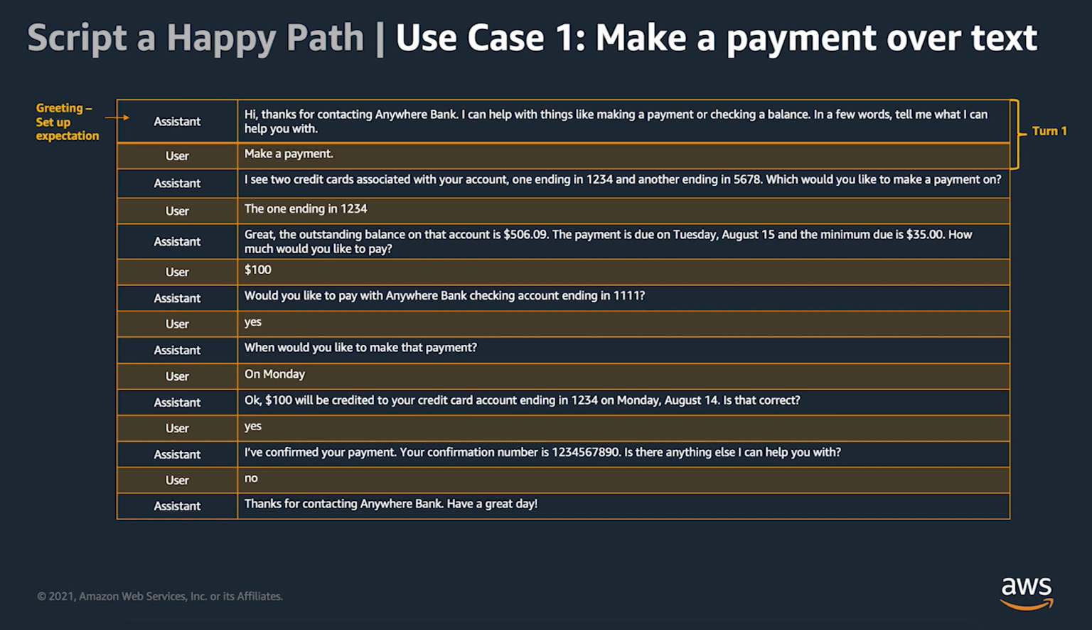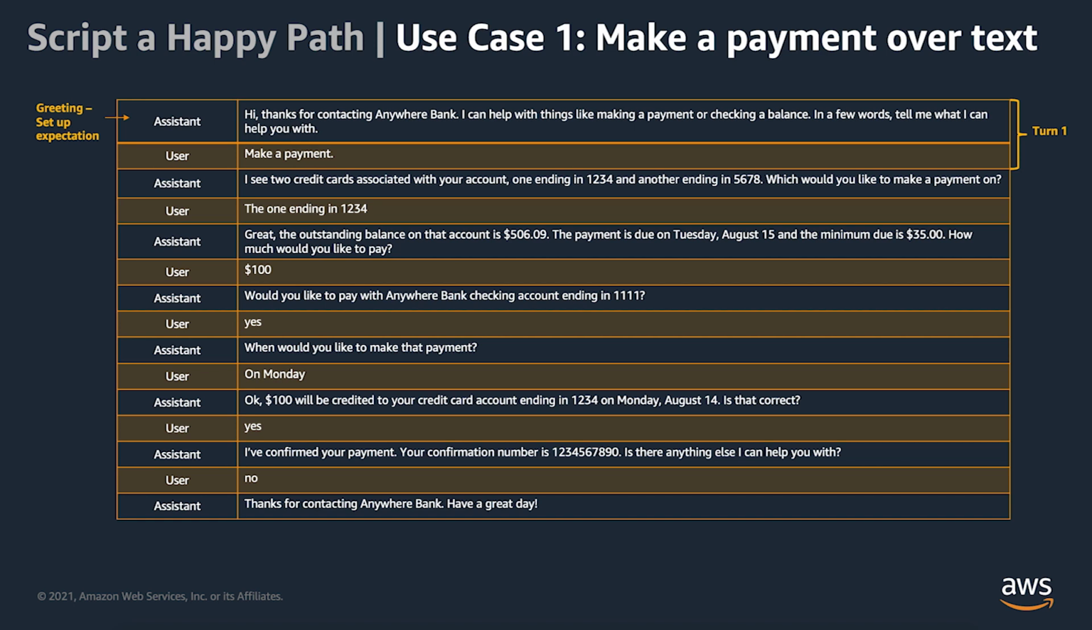So the outstanding balance on that account is $506.09. The payment is due Tuesday, August 15th, and the minimum due is $35. How much would you like to pay? $100. And we're going to pull our saved checking account. Would you like to pay with Anywhere Bank checking account ending in 1111? Yes. And when would you like to make that payment?